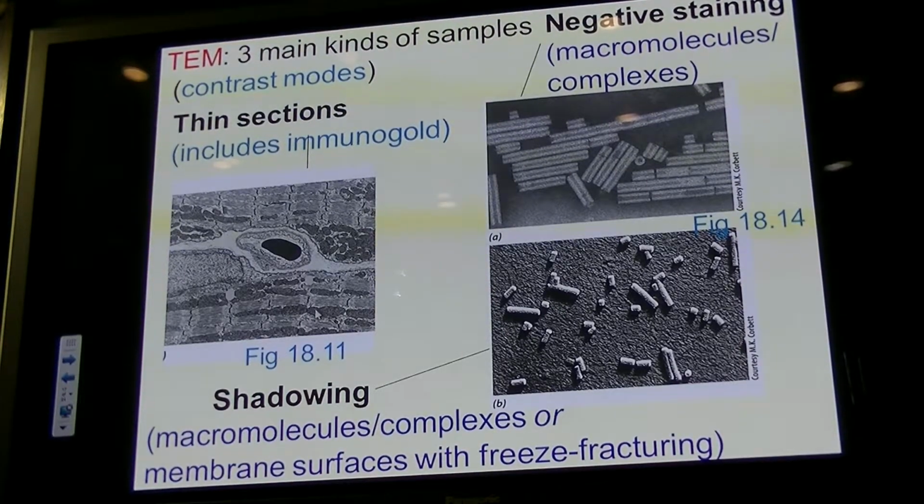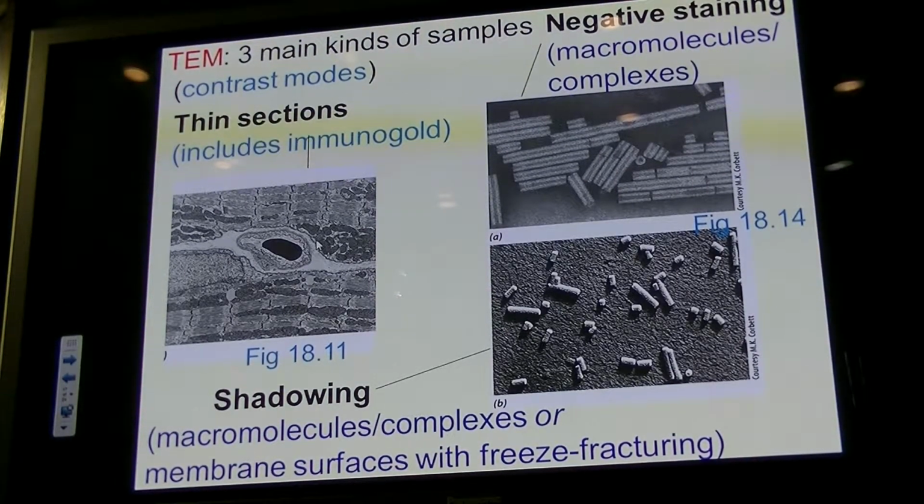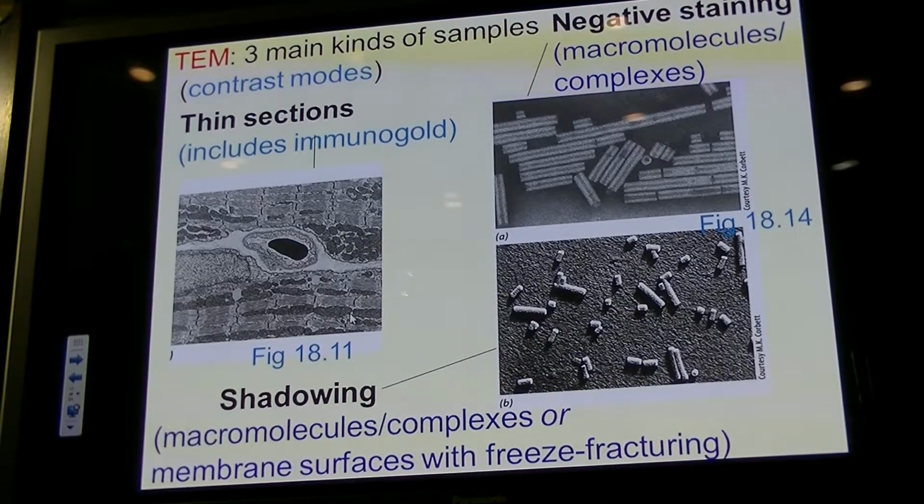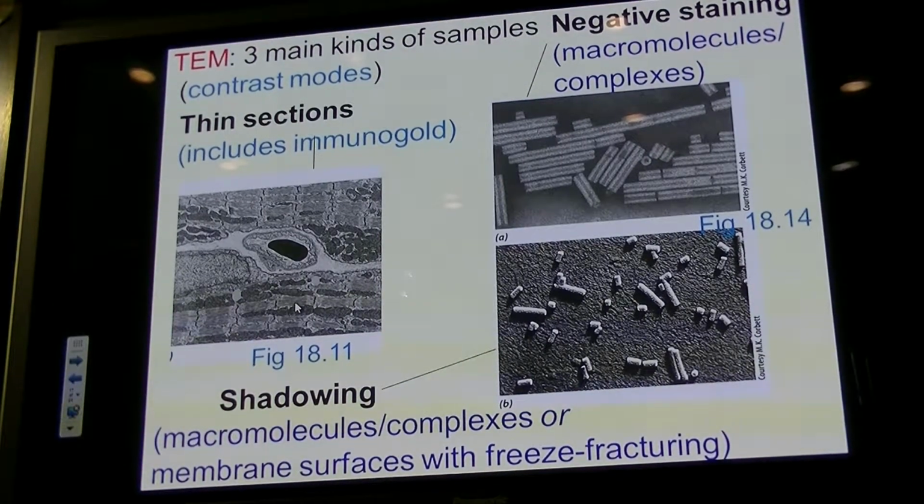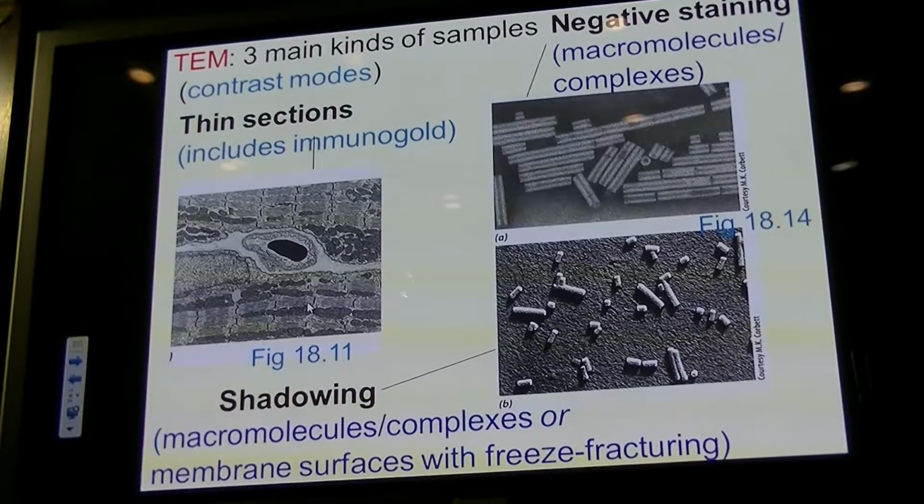Such as here, this looks like a section of muscle cell, and we see some actin and myosin. There's myosin here and actin.